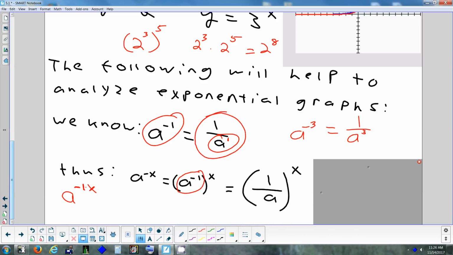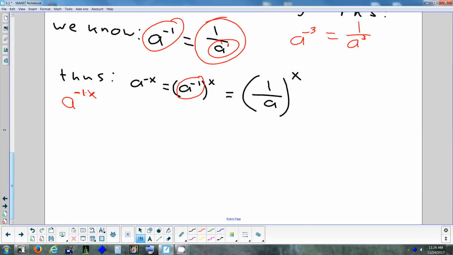So this little shortcut, we don't have to go through the explanation every time, but the point is anytime you have a negative exponent, if you want to get rid of the negative, take the base and flip it, and it makes the exponent positive. So if I had 2 to the negative x and I wanted to write that with a positive exponent, that's the base, flip it. And now you can write it as a positive.